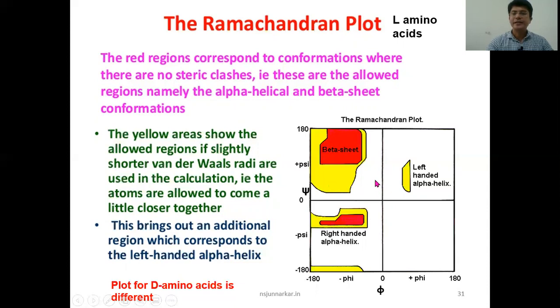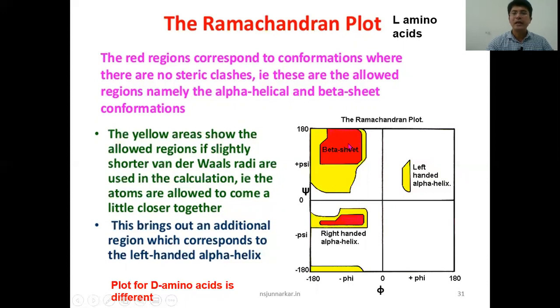Whereas the regions which are shown white indicate that the structures are not possible there, because the atoms can contribute to steric hindrance, because of which the structure gets destabilized. So here in the upper left quadrant, now this Ramachandran plot is for the L amino acid that is shown over here. The Ramachandran plot for the D amino acids will be different. So we'll talk about that.